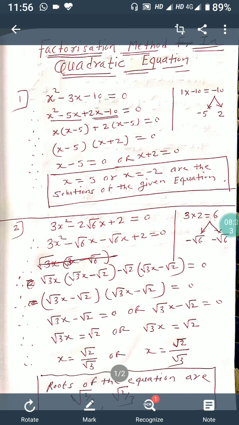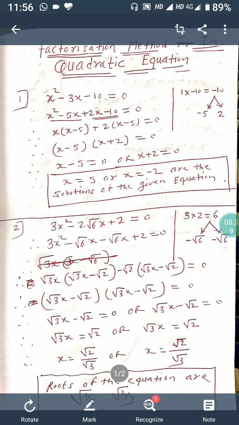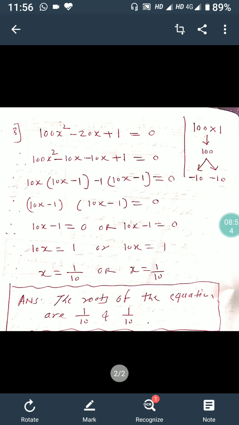So both are under the square root sign, so we can write them in one bracket only. That is, the roots of the equation are under root 2 upon 3 or under root 2 upon 3. In this way you can write the roots. Now one more example I will explain. It is 100x square minus 20x plus 1 is equal to 0.